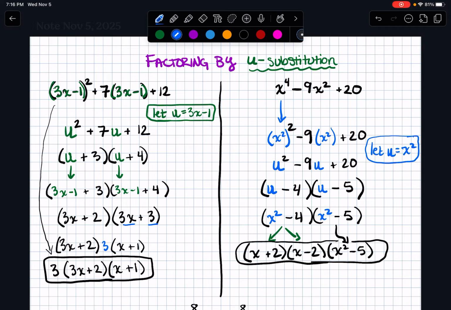Notice that my final answer is always back in terms of x. So the u substitution happens during the problem, but by the end of the problem, I've put it back in terms of the original variable.